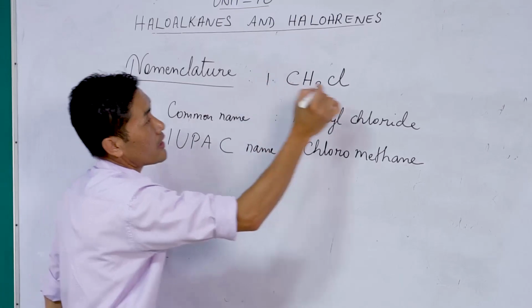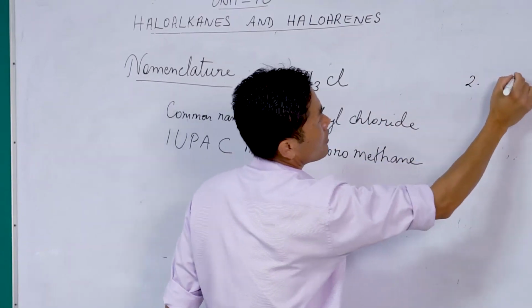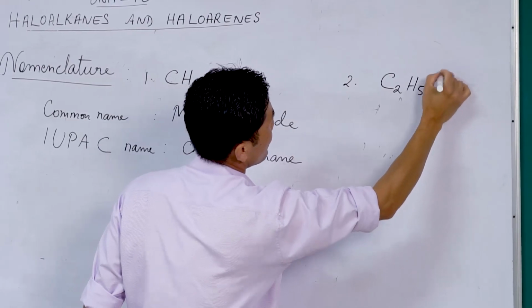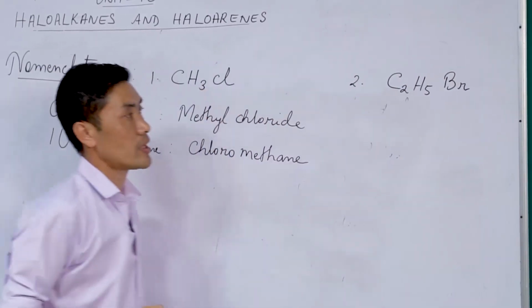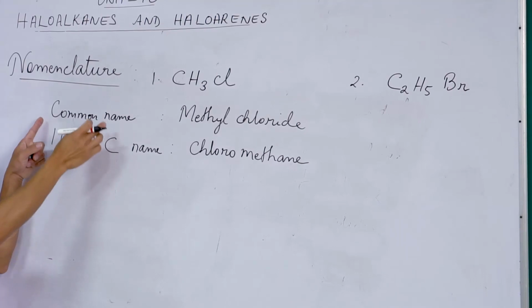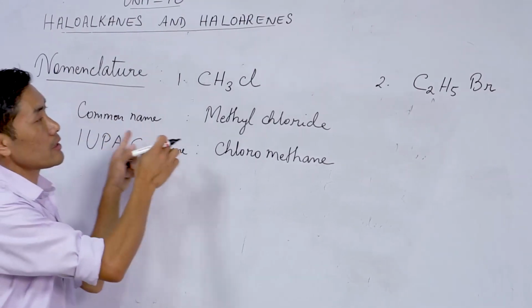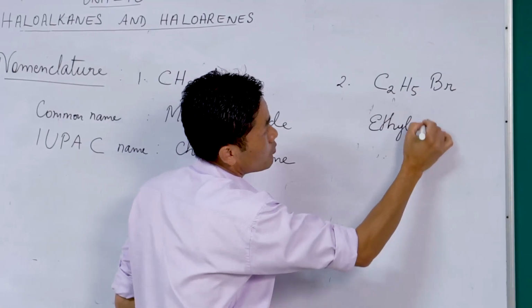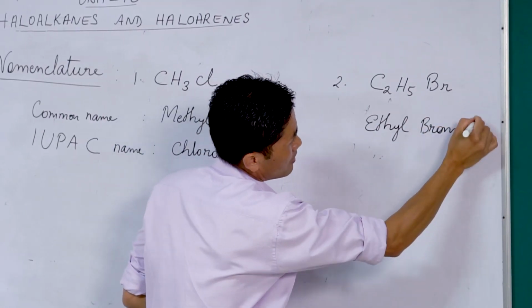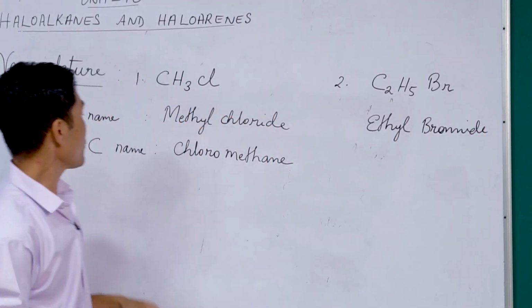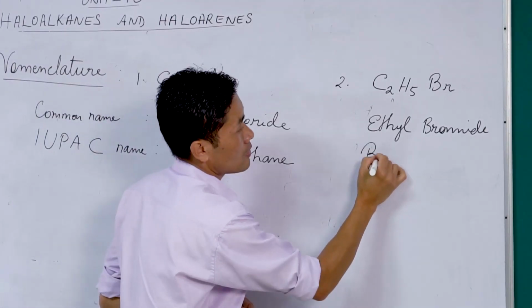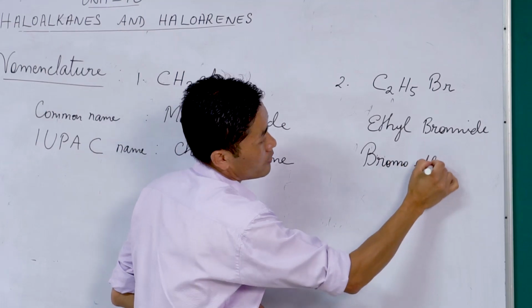Likewise, if we have another compound, C2H5Br, if we give the common name, then this will be named as ethyl bromide. But if we are giving the IUPAC name, this will be named as bromoethane.